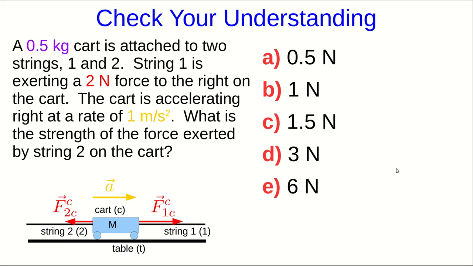So here is the question that I ended the first part of the lecture with. A common mistake that someone might make here is just to say, oh, F equals ma, 0.5 kilograms times 1 meter per second squared, 0.5 newtons. No. ma is the vector sum of forces. We don't want the vector sum of forces. We want the specific force that string 2 is exerting.